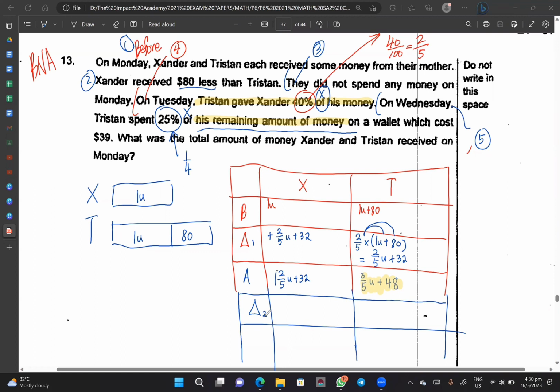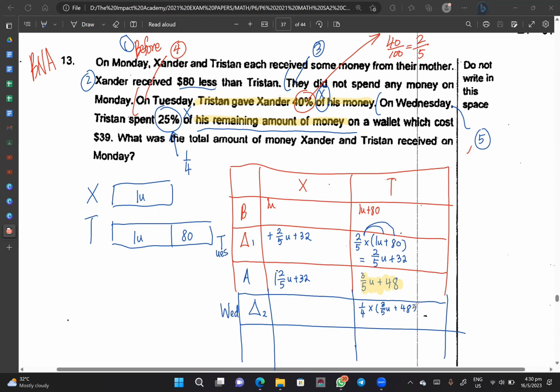Remember, the first one is change on Tuesday, and the second one on Wednesday. So maybe you can put T over here and W over here. T stands for Tuesday, W stands for Wednesday. Or if I want to be clearer, I'll just put TUES and WED. Now I am going to take out 25% because this is what Tristan spent. Agree? So 1 over 4 times 3 over 5 units plus 48.